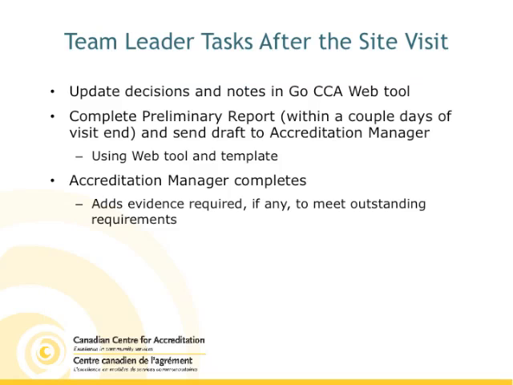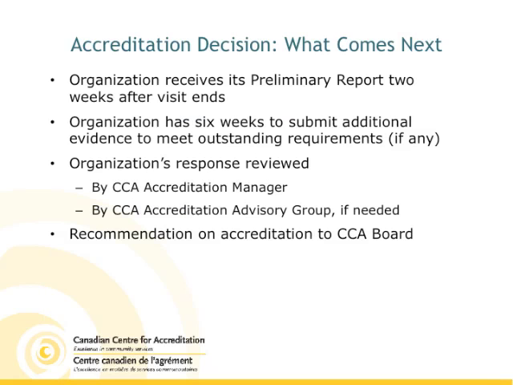After the site visit, the team leader completes the preliminary report and sends a draft to the accreditation manager, and the accreditation manager takes it forward. The organization receives its preliminary report 2 weeks after the site visit ends. If there are any outstanding requirements, the organization has 6 weeks to submit additional evidence. The organization's response is reviewed by the manager, and the manager makes a recommendation on accreditation to CCA's board.